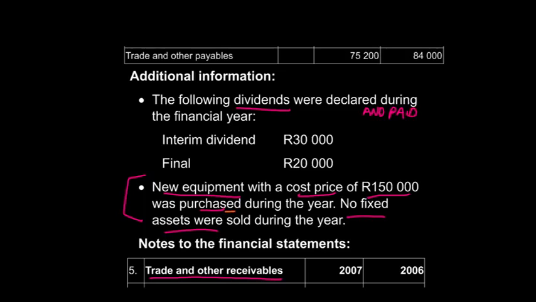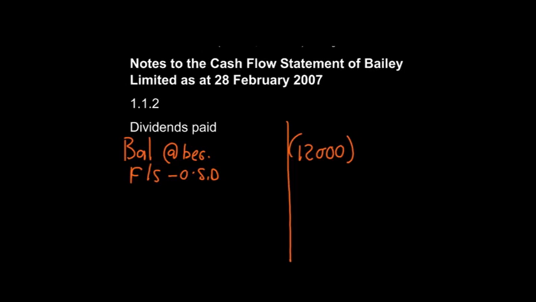So your interim dividend is an amount of 30,000, and the final dividend is an amount of 20,000. Therefore, if I add the two, my total dividends for the year is an amount of 50,000. Okay, so let's take that through to our answer sheet. Dividends for the year, an amount of 50,000. And again, it is an expense, therefore it must be in brackets.